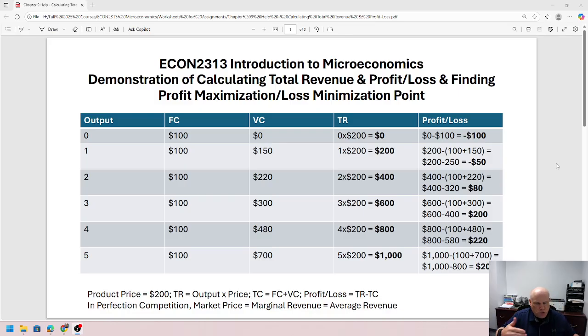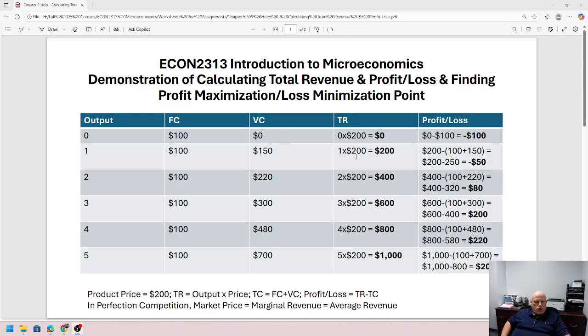All right, so I'm going to take you through a similar set of numbers. These aren't the numbers that you're going to be doing on your assignment, but they are similar. So hopefully you can take what you learned from this demonstration and apply it to that problem on the assignment. I've created some sample numbers for output, fixed costs and variable costs. The first three columns of information are given to us, and what we're tasked with is calculating total revenue first.